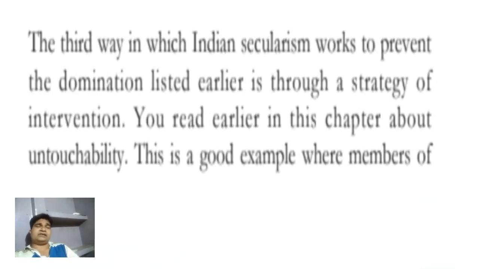The third way in which Indian secularism works to prevent the domination listed earlier is through a strategy of intervention. You read earlier in this chapter about untouchability. This is a good example. Intervention means to interfere. Already we have discussed that government does not interfere in anyone's religious matters. But if anyone is doing something wrong in the name of religion, then they have to interfere. For example, untouchability. Untouchability is against the law. So in such matters, the government has to interfere.